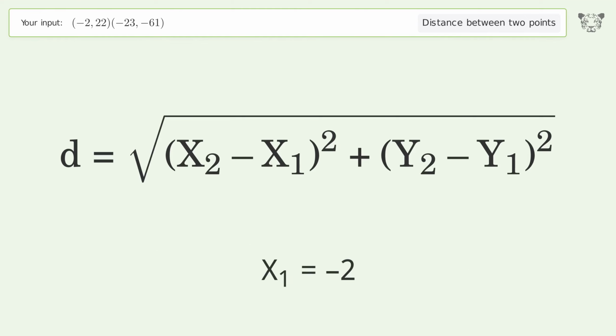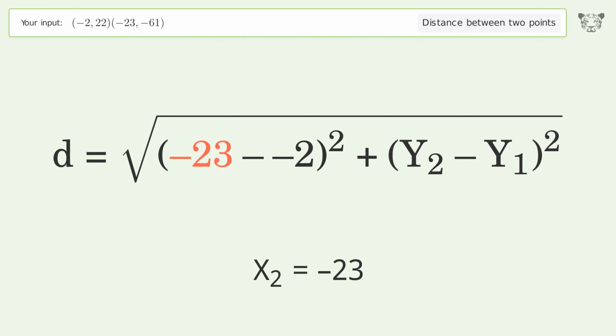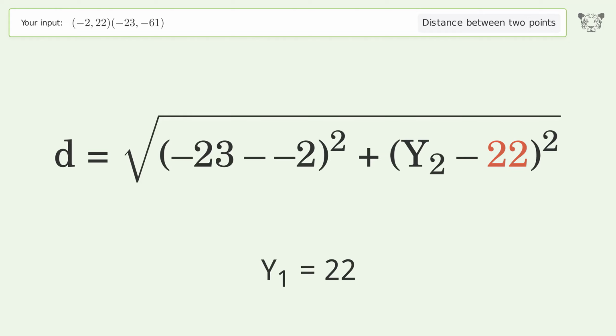x1 equals -2. x2 equals -23. y1 equals 22. y2 equals -61.